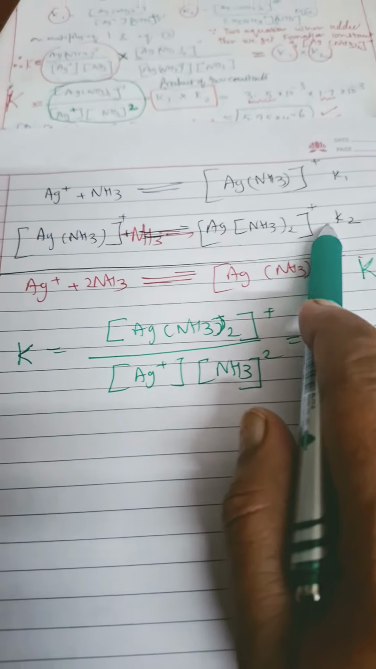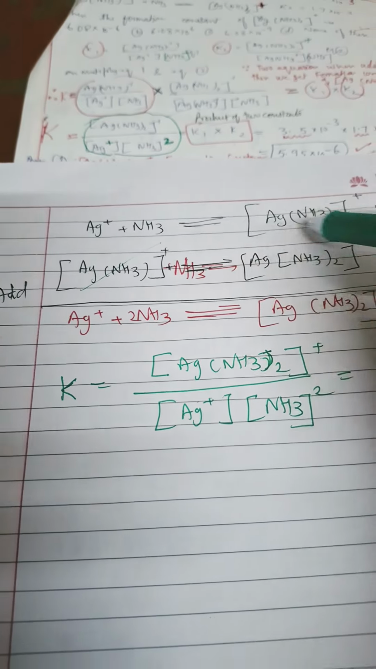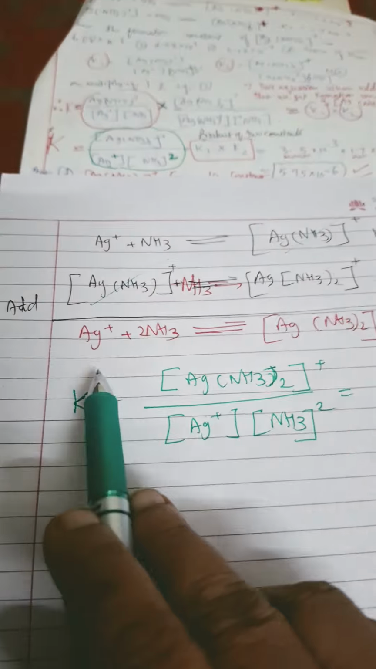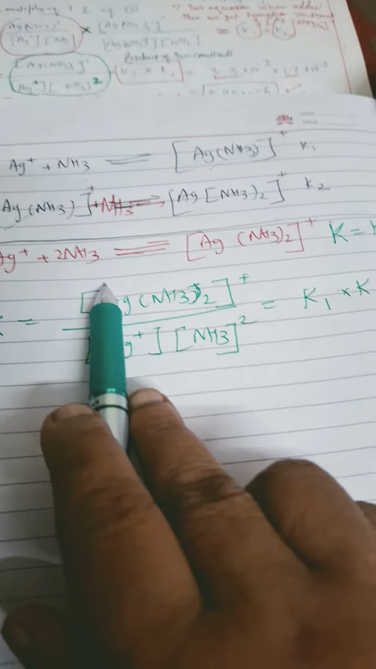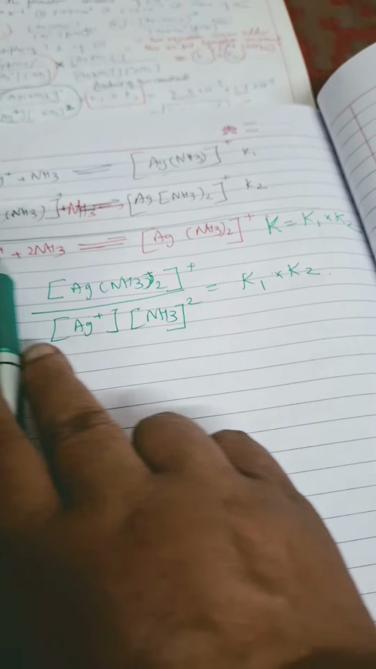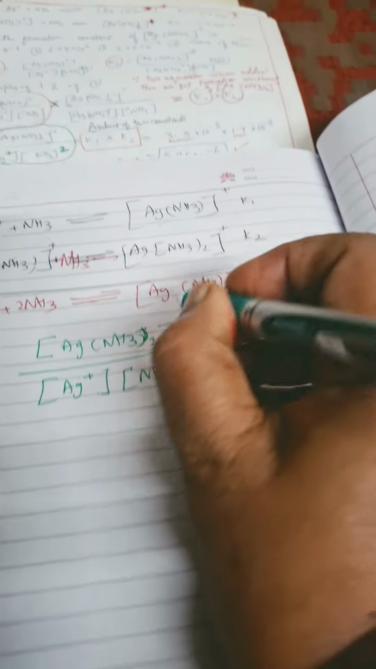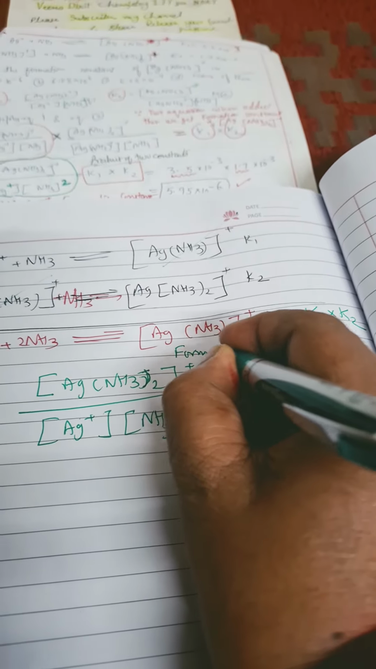So we will get this by the addition of these two reactions. This is the first reaction, this is the second reaction. When we add them together, Ag(NH3)+ cancels out, and we get Ag+ plus 2 NH3 gives Ag(NH3)2, carrying 1 positive charge, and a new constant K will be there. This is called the formation constant of Ag(NH3)2+.